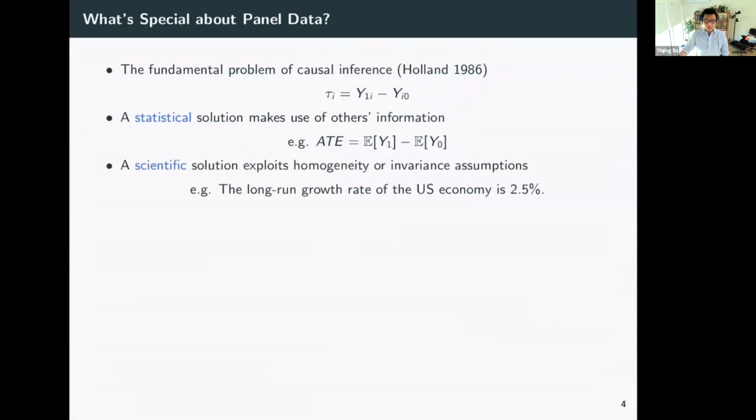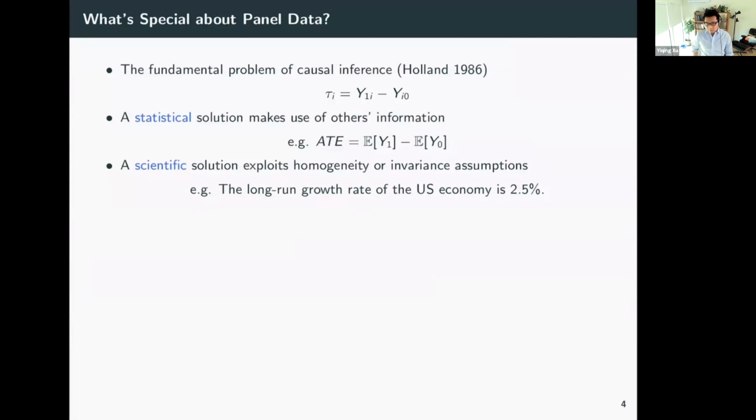Another solution is what he called the scientific solution. I don't know whether it's a proper name. Sometimes this type of solution is very unscientific if you get the model wrong. The scientific solution is basically to leverage a model. The model must assume some kind of homogeneity or invariance assumptions. A simple example I give here is that if your model implies that the long-run growth rate of the US economy is 2.5, then anything that deviates from that, you can attribute to either random noise or some treatment effect. So you have a model for the dynamics or evolution of your potential outcome, and then you observe something different and you attribute the difference to some treatment. That's another solution.